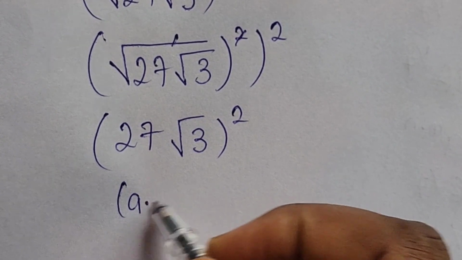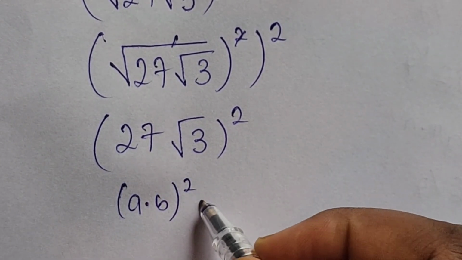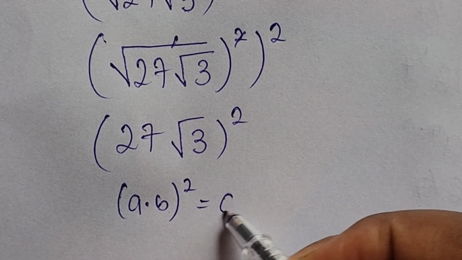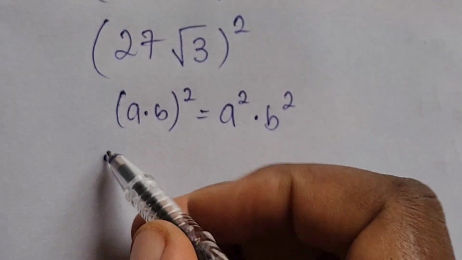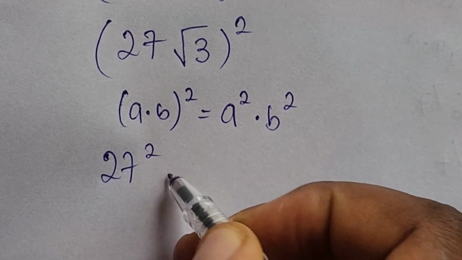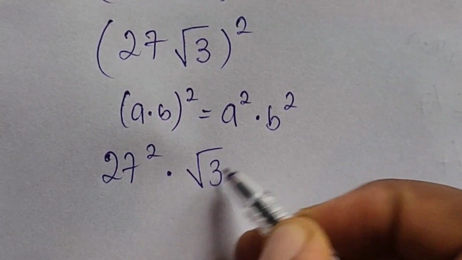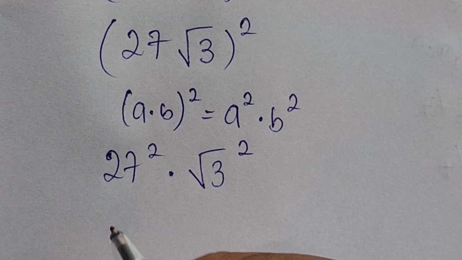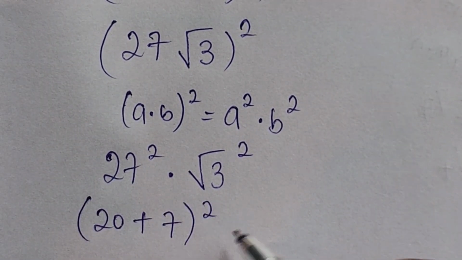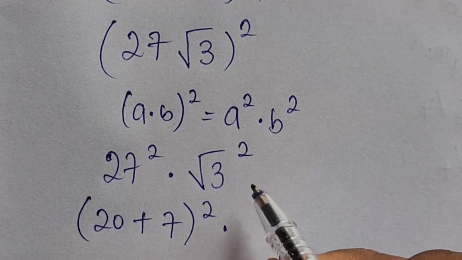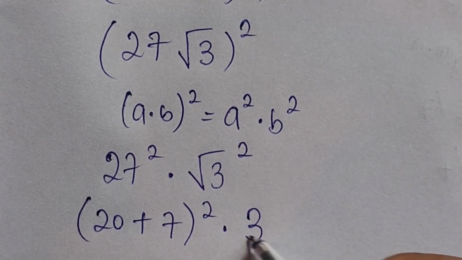So when we have a times b all squared, this is the same as a to the power of 2 times b to the power of 2. So we have 27 to the power of 2 times root 3, all to the power of 2. We can split this to have 20 plus 7 all squared times this, cancel out this, we have 3.